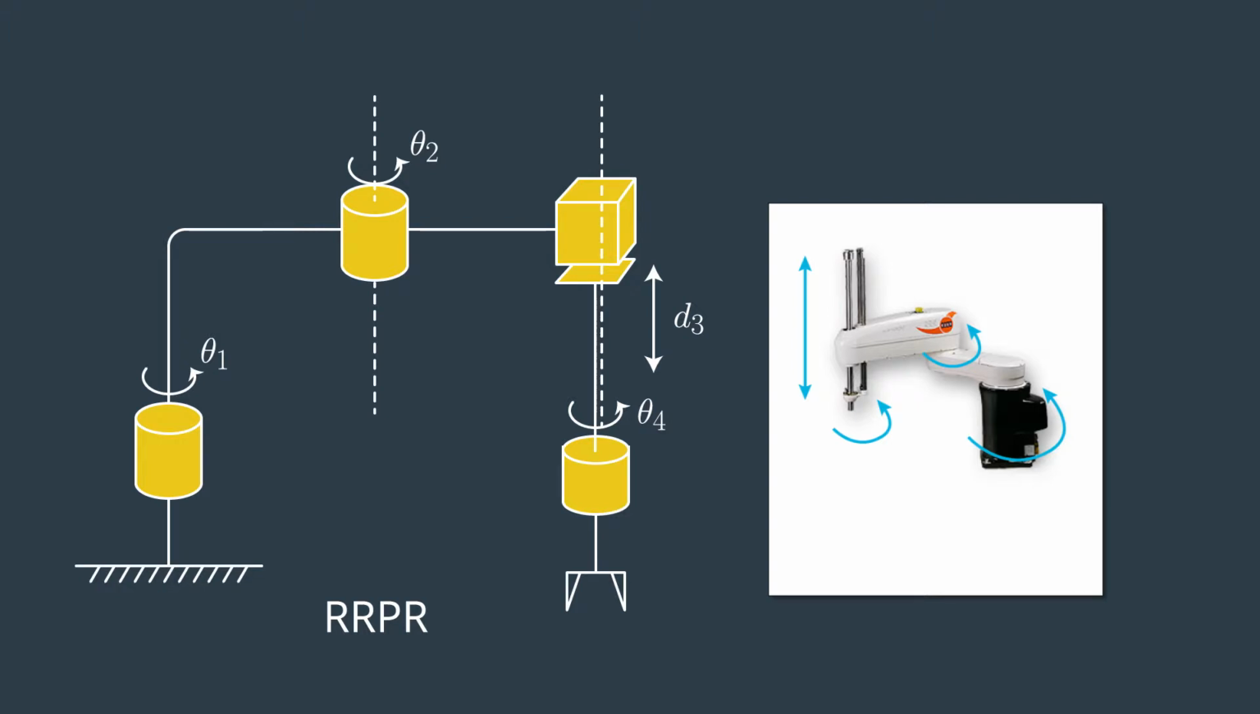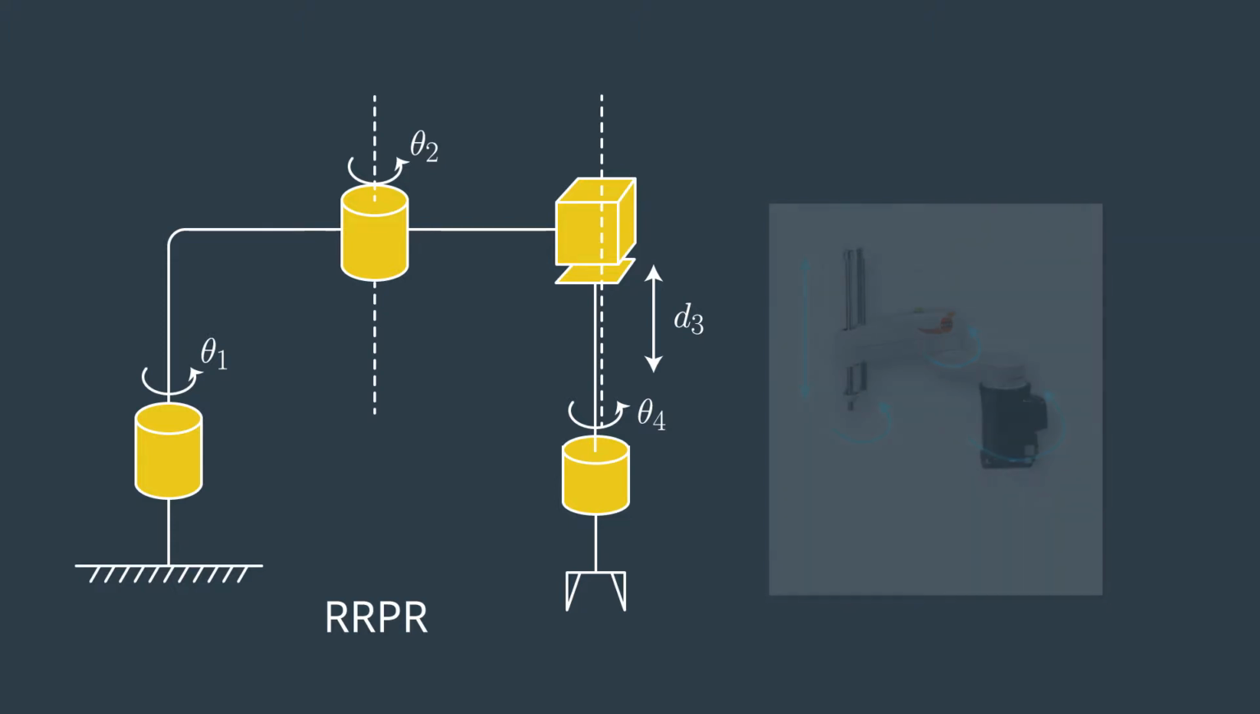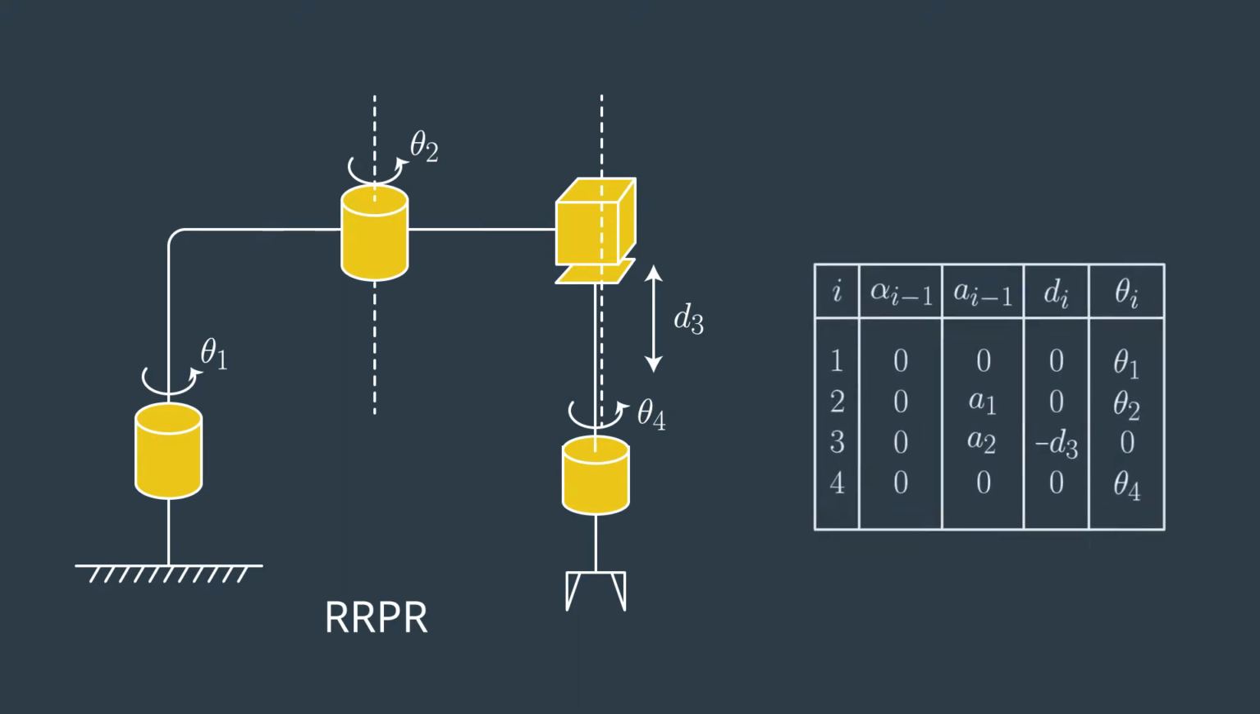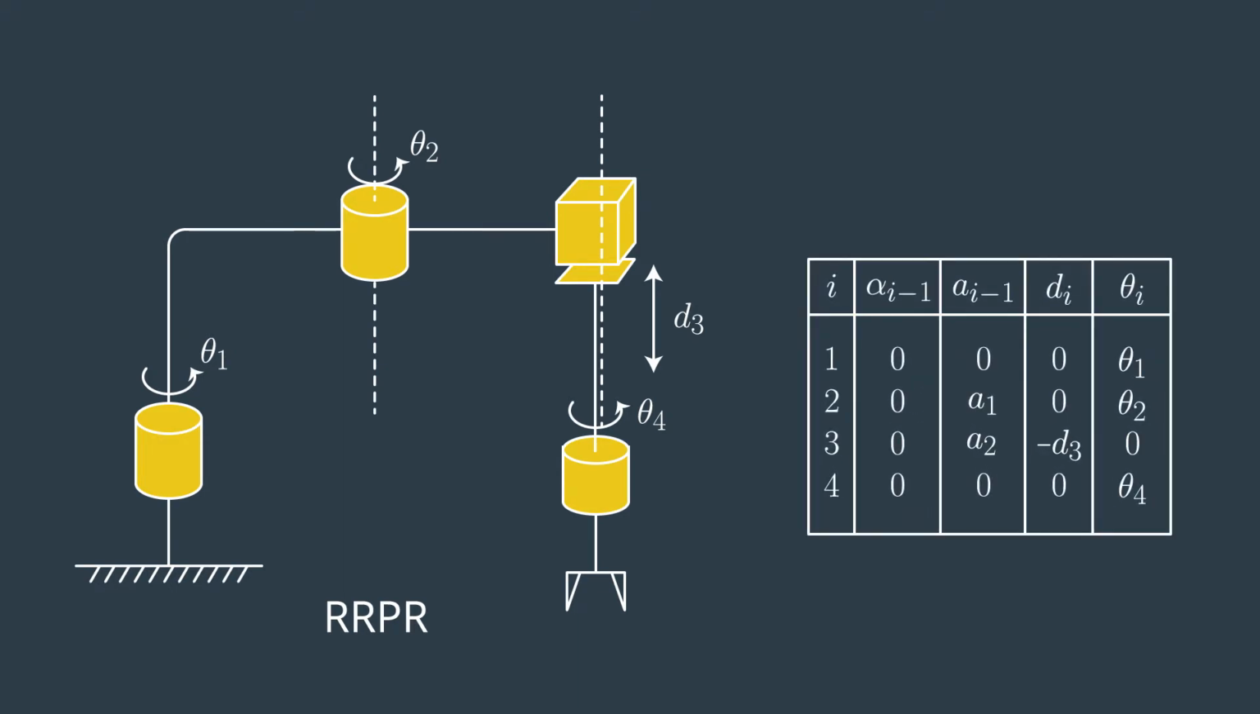One thing that will make your life much easier is to always draw the schematic in a configuration such that all the revolute joints have 0 angle and all prismatic joints have 0 displacement. Step 1 in our algorithm is to label all the joints from 1 to n. Here we go. 1, a revolute. 2, another revolute. 3, prismatic. And 4, revolute.